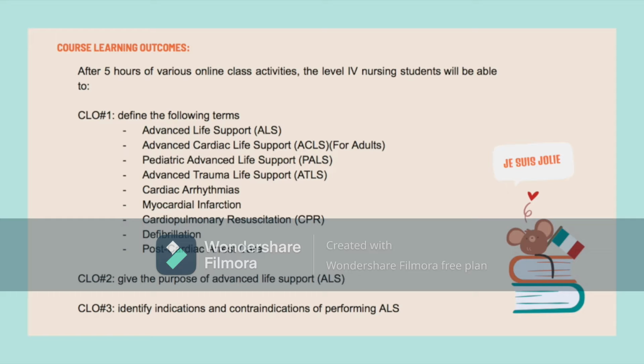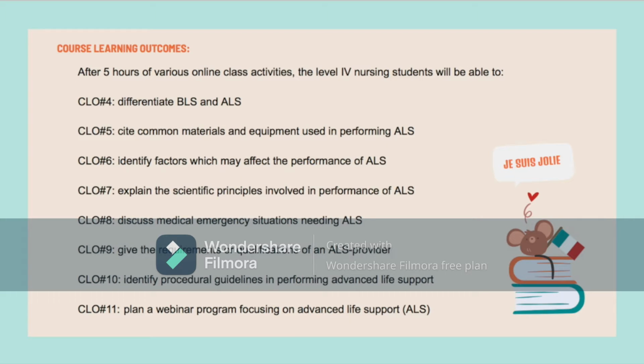Second objective is to give the purpose of advanced life support. Third is to identify indications and contraindications of performing ALS. Fourth is to differentiate BLS and ALS. Fifth is to cite common materials and equipment used in performing ALS. Sixth is to identify factors which may affect the performance of ALS.